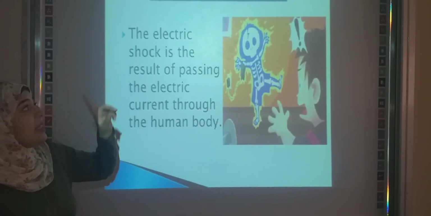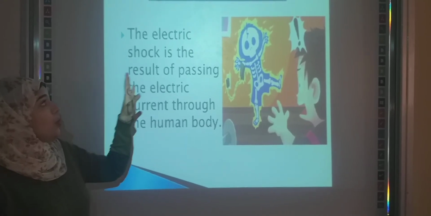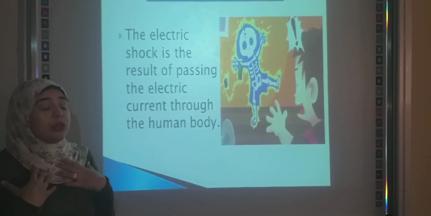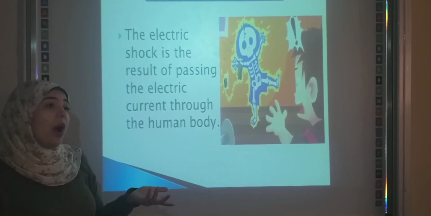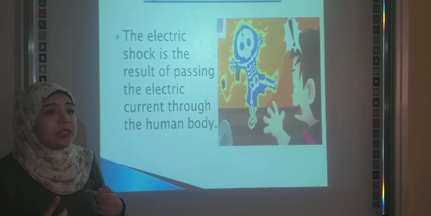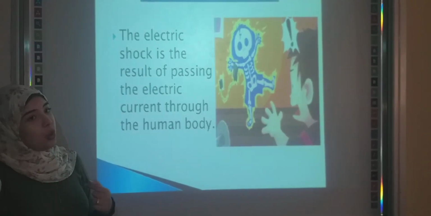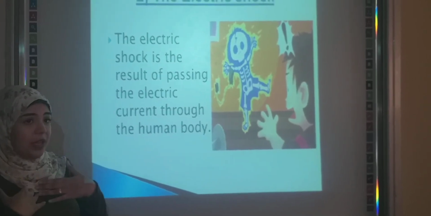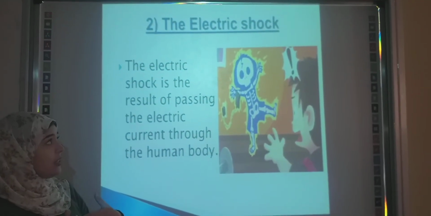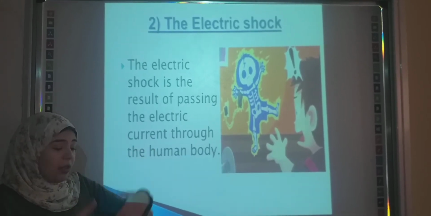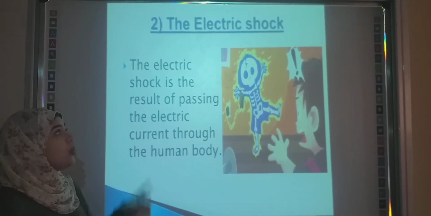Second, direct injuries: electric shock. Before you know what electric shock is, you must know that our body is a good conductor of electricity. Why? Do you know why? Because it contains 70% water, and water is a good conductor of electricity. So our body is a good conductor of electricity. So when electric current passes through our body, it causes electric shock.